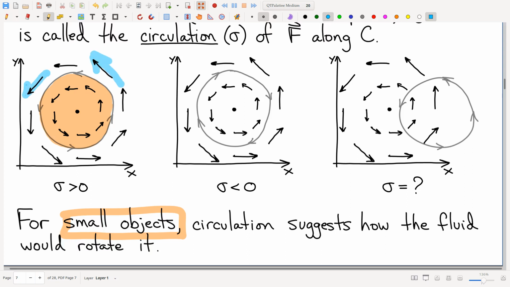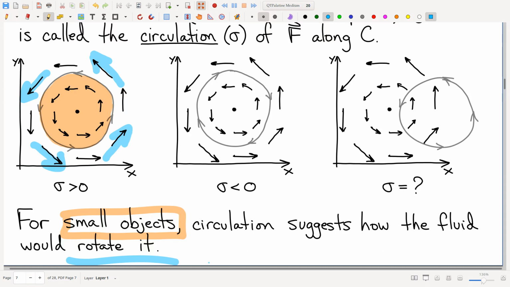And what's going to happen? With the water flowing as I have indicated, what's that going to make that little leaf do? Well, it's going to make that leaf kind of twist, kind of turn, rotate. Does that make sense? Yeah. So that's one way to think about circulation. Circulation is a way of getting our hands on the idea of how some small object floating in this liquid, in this fluid, would be turning. How would it be rotating?